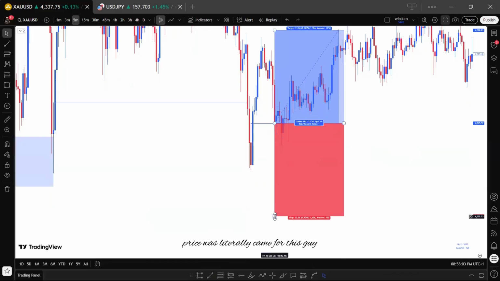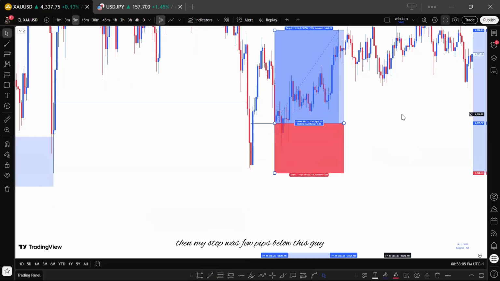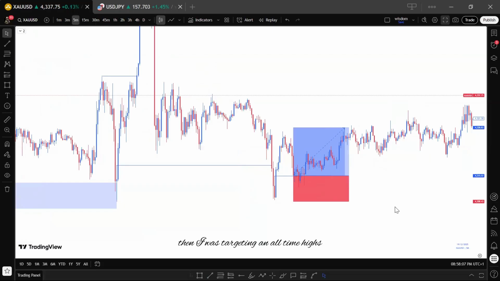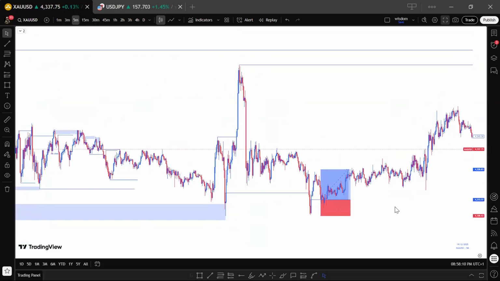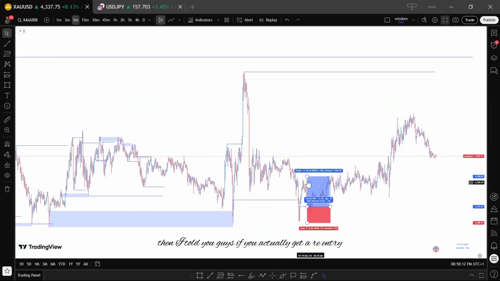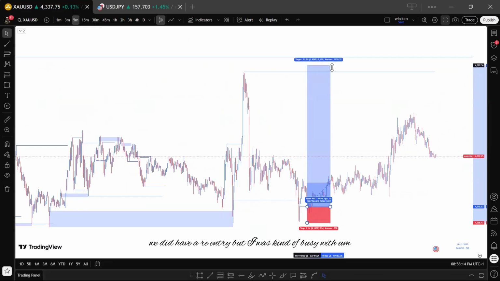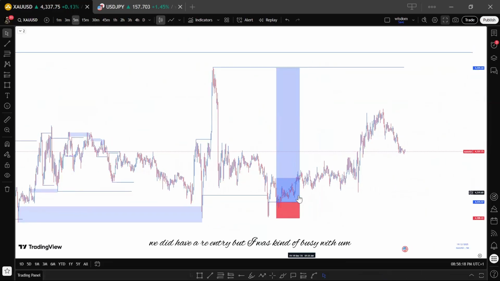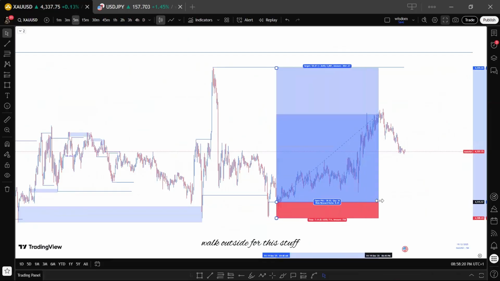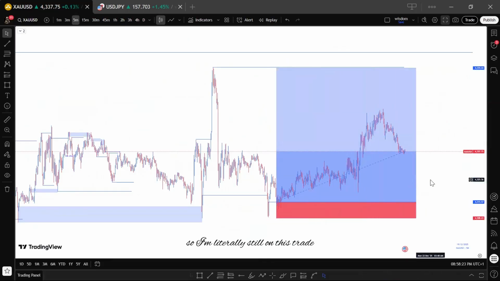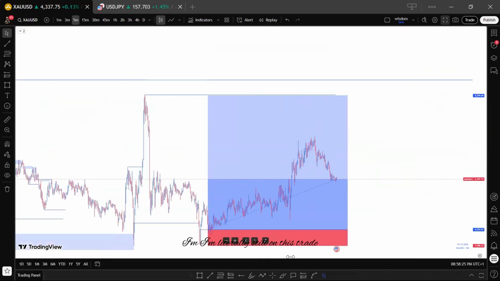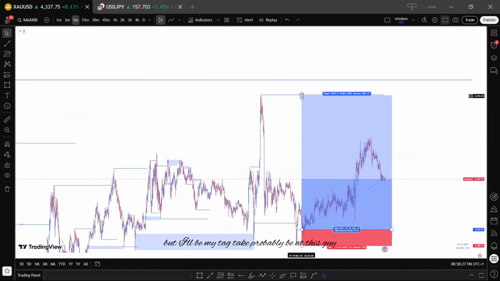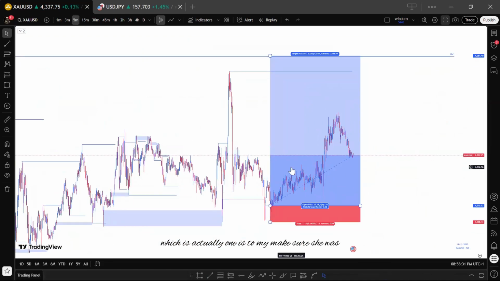Price literally came for this guy. Then my stop was a few pips below this guy, and I was targeting an all-time high for this trade. Then I told you guys, if you get a re-entry, I'll send it for you guys. We did get a re-entry, but I was kind of busy with work outside. So I'm still on this trade, and my take profit will be at this guy, which is 1:9 reward. And I hope it plays out well.